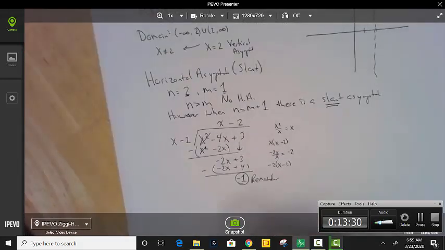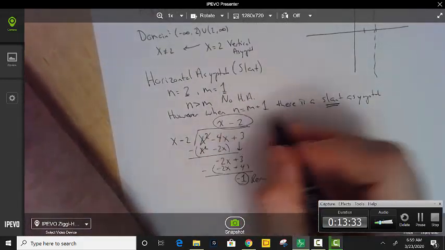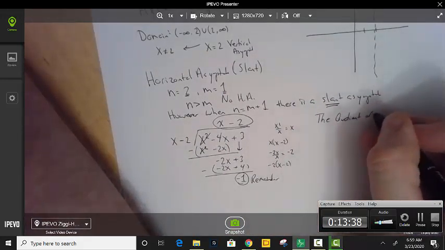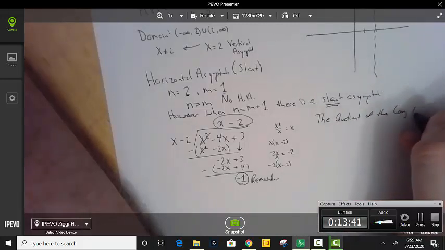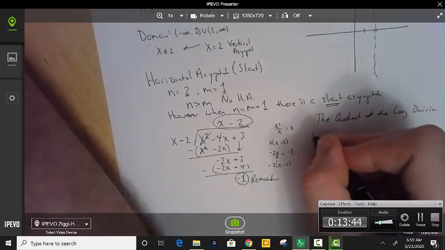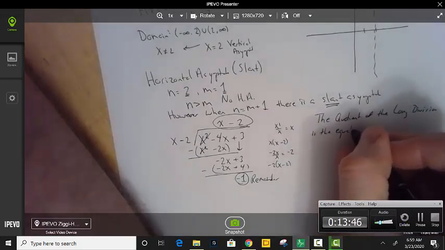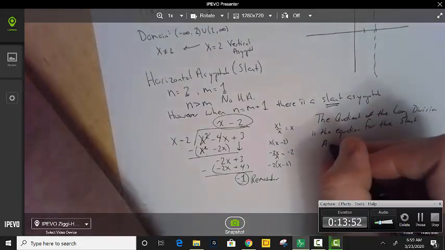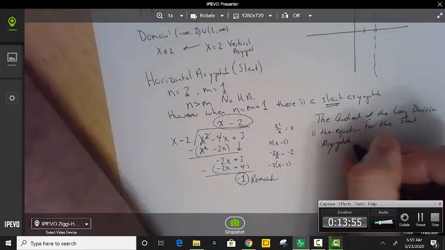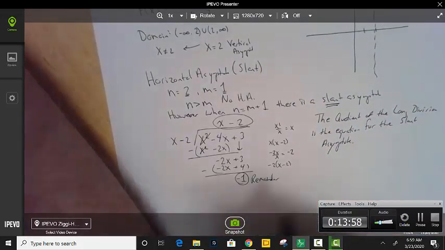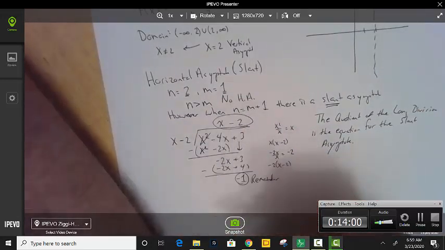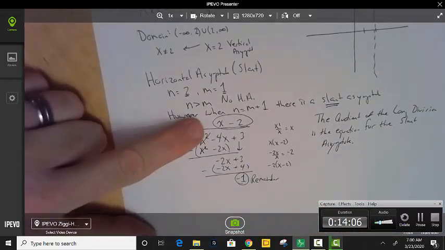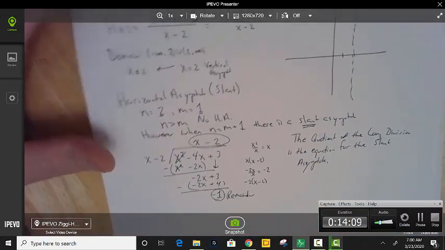Okay, so the quotient, the answer to the long division problem, is the equation for the slant asymptote. So we only need to worry about this when the power on top is exactly 1 more than the power on the bottom. And if you need to find some refresher videos on how to do long division, that's fine. But x minus 2 is going to be where the slant asymptote is.